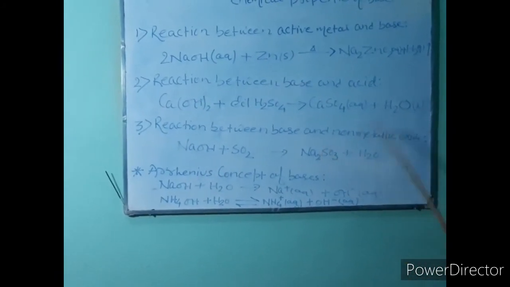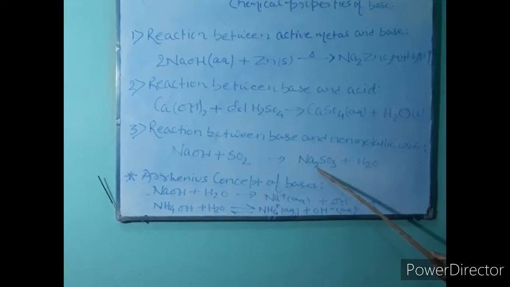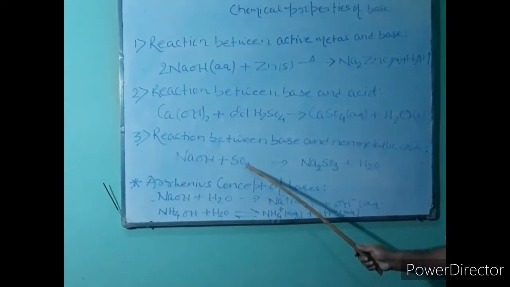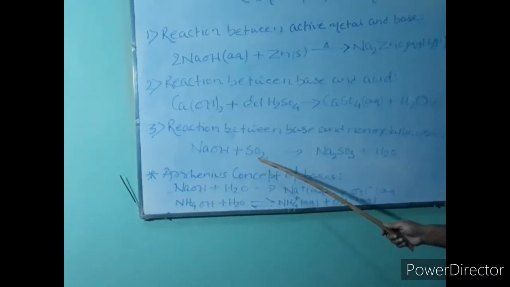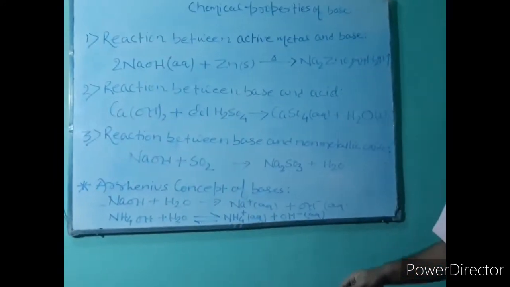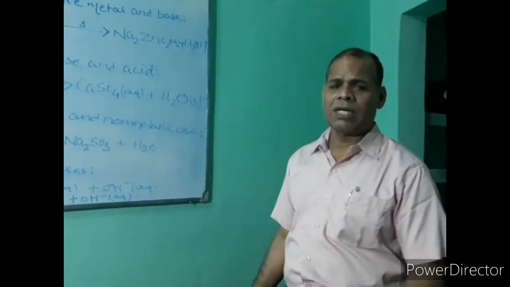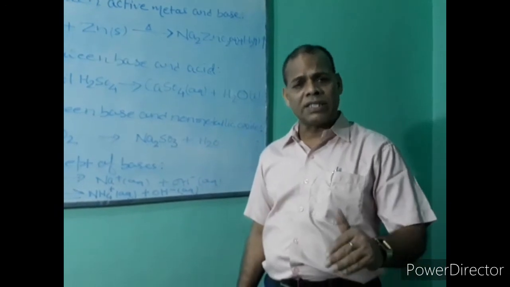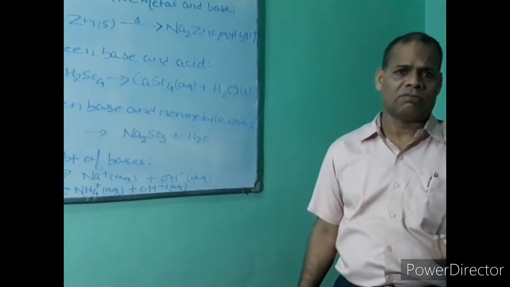Sodium sulfite and water. Sodium sulfite is a salt, and the other product is water. This experiment also suggests that sulfur dioxide acts as an acid, because a base reacts with an acid to form salt and water.